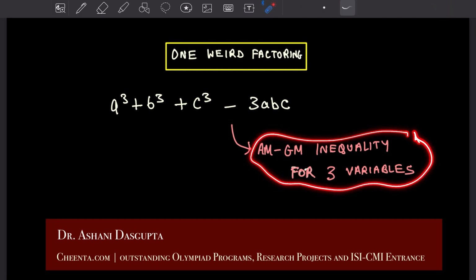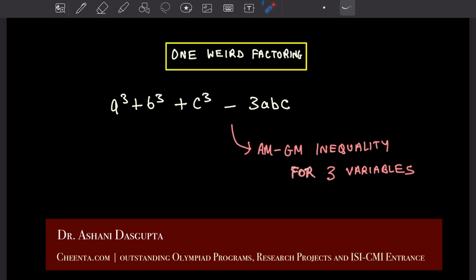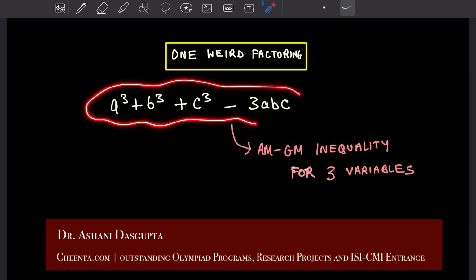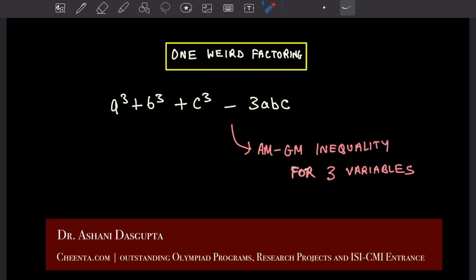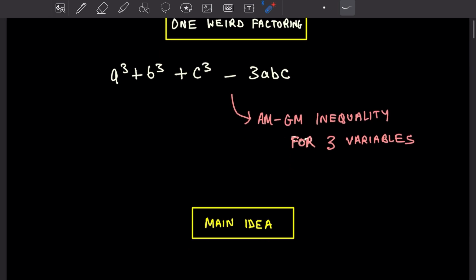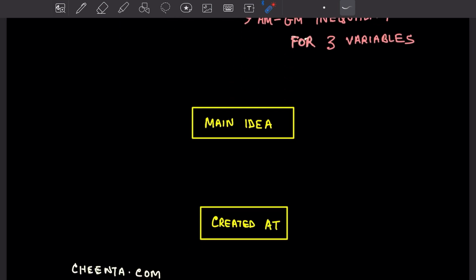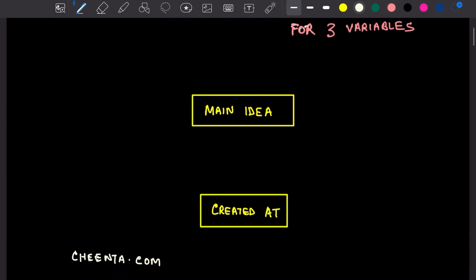And the factorization, well, this is the expression that we would like to factorize: a cube plus b cube plus c cube minus 3abc. We would like to factorize this. There are many ways to do this, but the main idea that we will be using is Vieta's theorem. So in a moment, I will talk more about that.